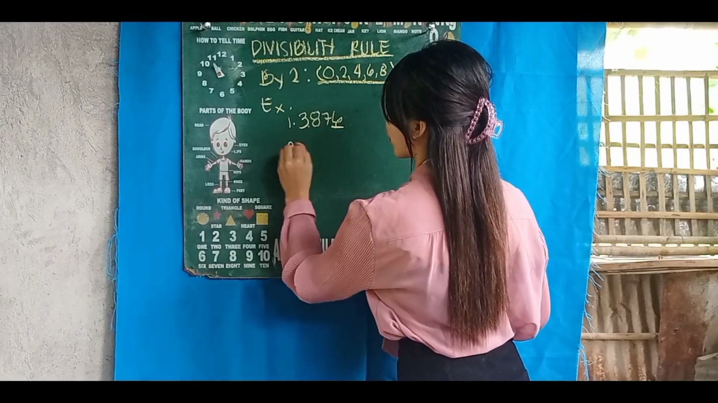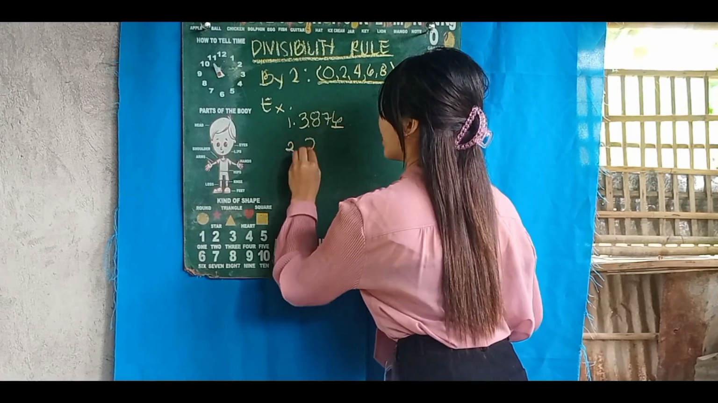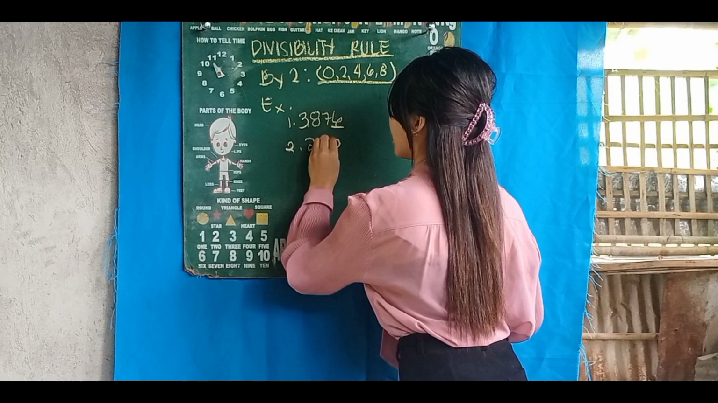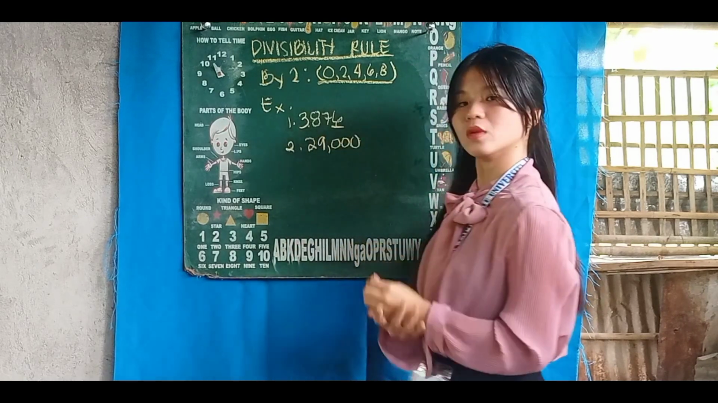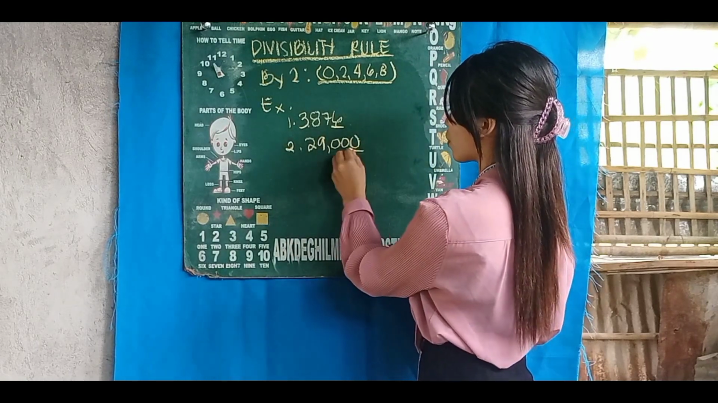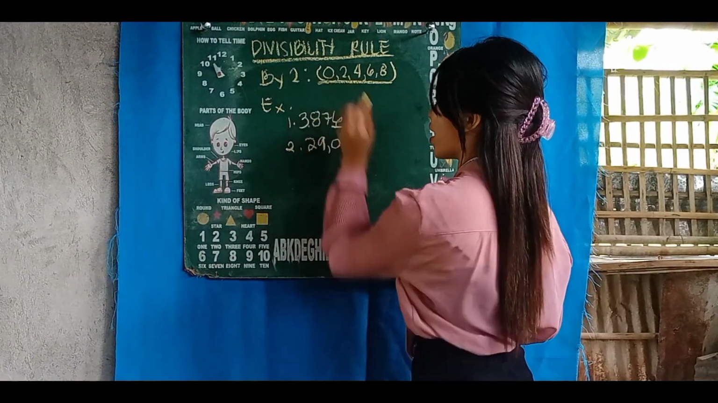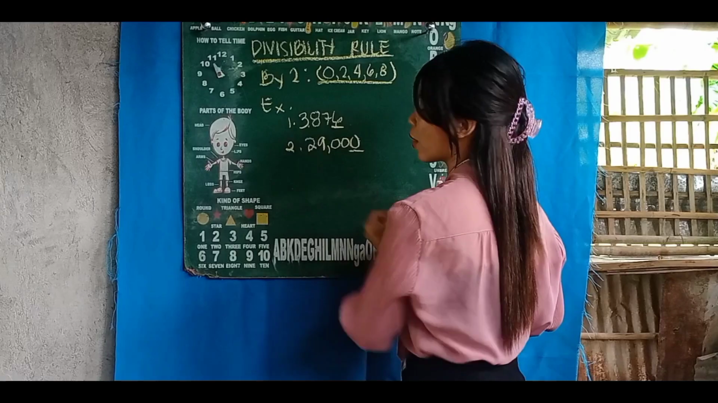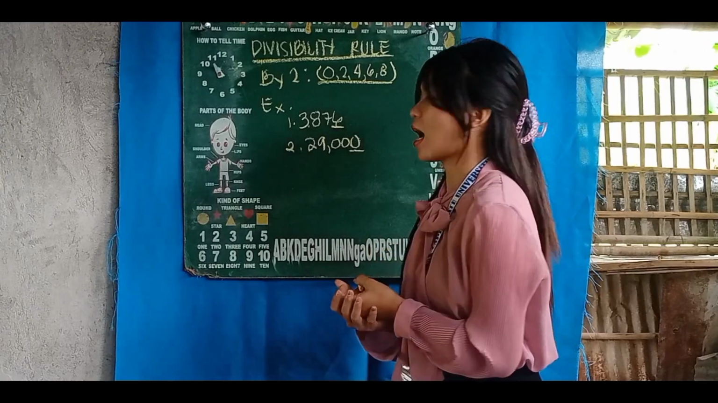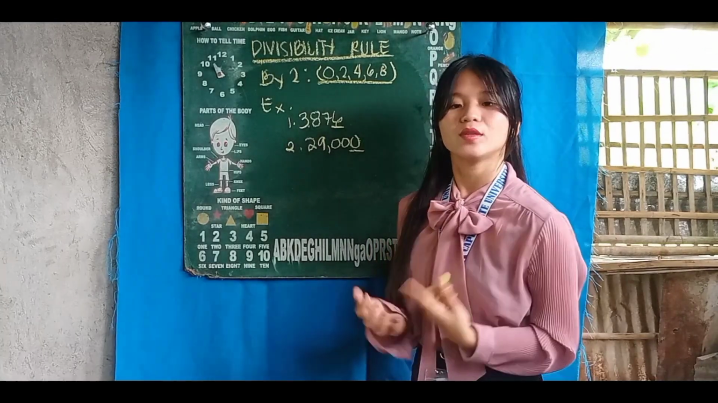Another example, number 2. 29,000. So, the last digit of the number is 0. 0 is an even number. And of course, the original number 29,000 is divisible by 2.